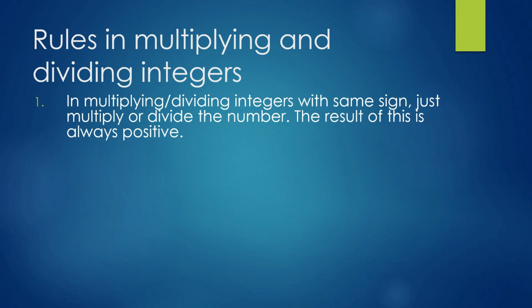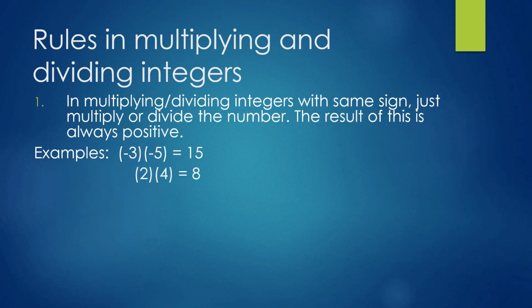For number 1, in multiplying or dividing integers with the same sign or like sign, just multiply or divide the numbers. The result of this is always positive. For example, negative 3 multiplied by negative 5 is equal to 15. Just multiply 3 and 5, we have 15. They are like signs, so the answer must remain positive.